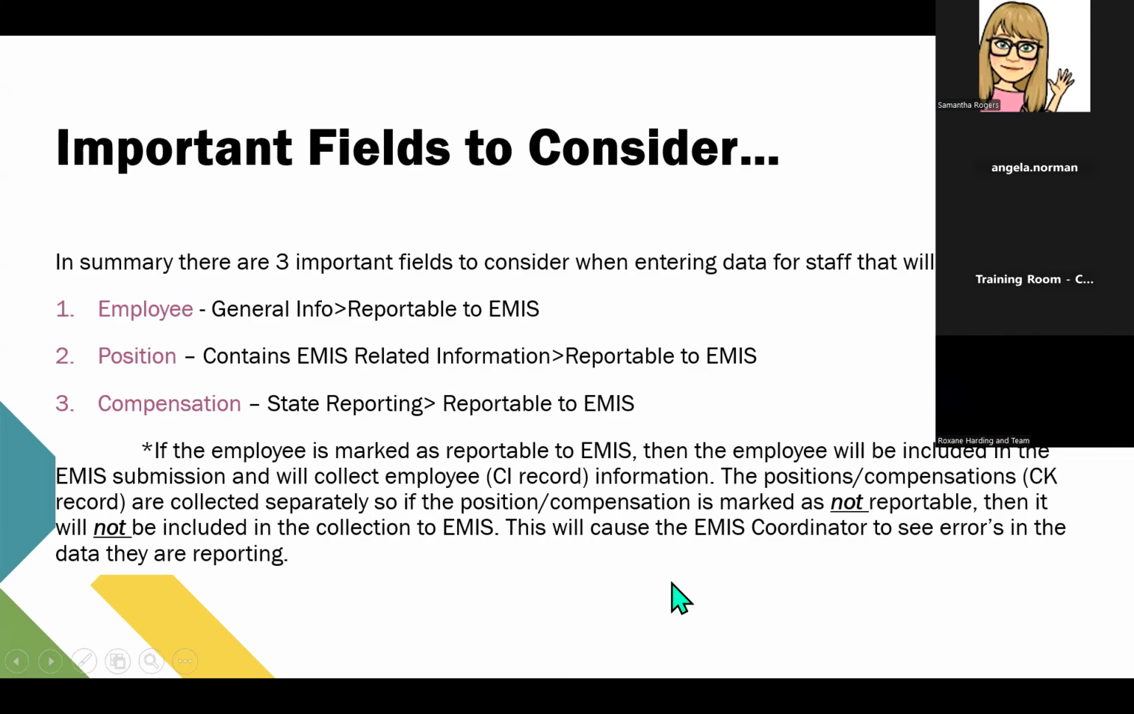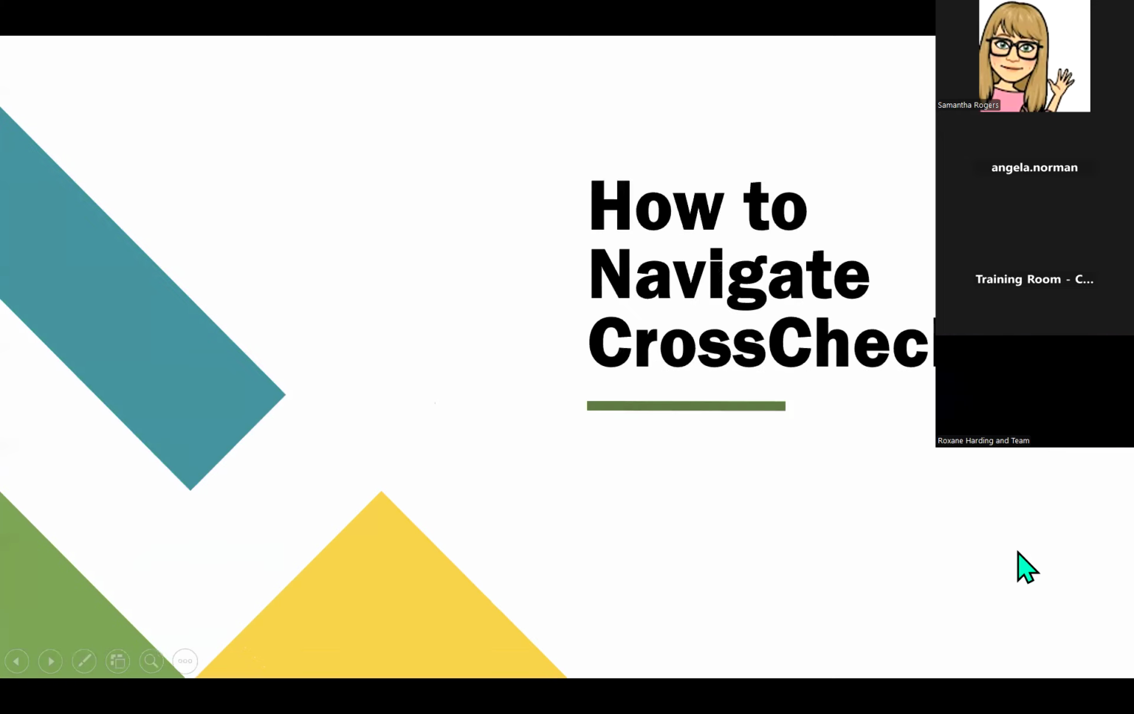The positions and compensations, the CK record, are collected separately. So if the position compensation is marked as not reportable, then it will not be included in the collection to EMIS. And it will cause the EMIS coordinator to see errors.